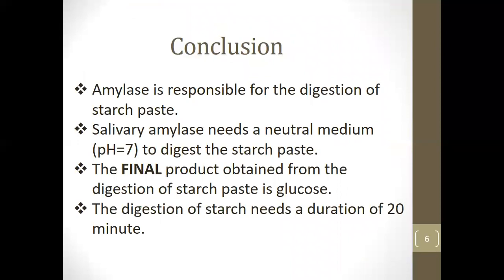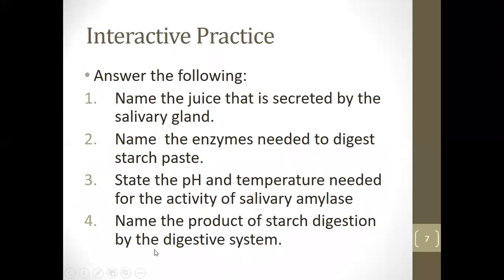As a conclusion here, amylase is responsible for the digestion of starch paste, whether salivary amylase or pancreatic amylase. The salivary amylase needs a neutral medium, which is pH equal to 7, to digest the starch, especially in the mouth. And the final product obtained from the digestion of starch paste is glucose in the small intestine. The digestion of starch needs a duration of 20 minutes, as we saw in the previous experiments. Now let's have this in practice together.